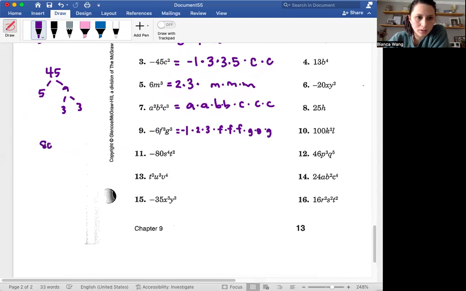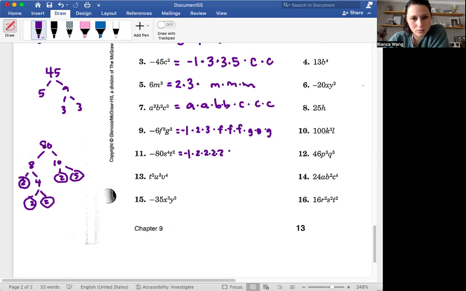80, sorry, 80, I'm going to break down 8 and 10. These are both composite numbers. So 2 and 4 here, and then 2 and 5. 4 can be broken down some more, so I have actually 2 and 2, 2, 2 and 5. So 4 2s and 1 5. -1 times 2 times 2 times 2 times 2 times 5 times s 4 times t 2 times.